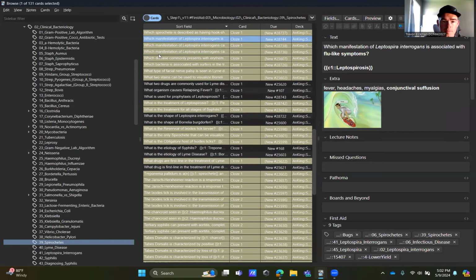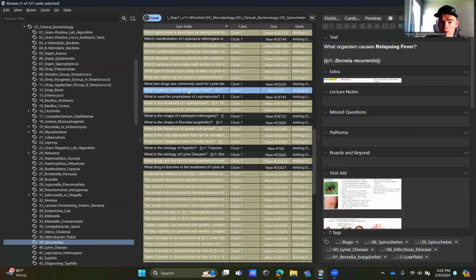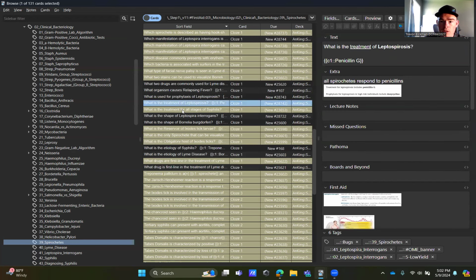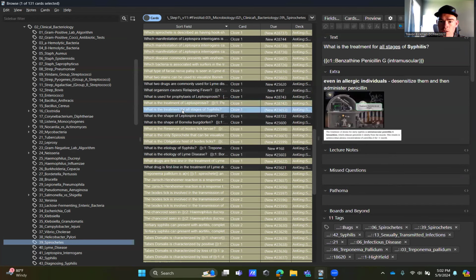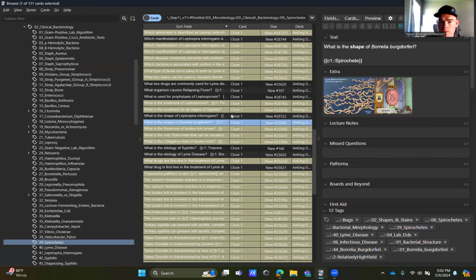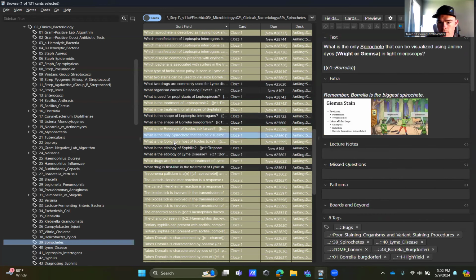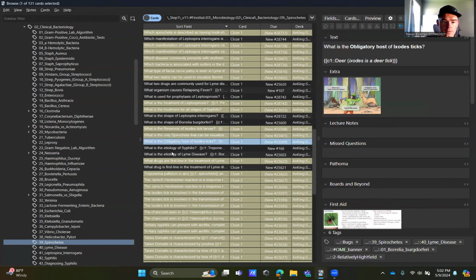And then you're going to skip over the next 6 cards, coming down to what 2 drugs are commonly used for Lyme disease, grabbing that one and the 2 following it, skipping these 2, talking about penicillin G and benzathine penicillin G. And you want to get to what is the shape? It's a spirochete. Both those. Skip over the reservoir, this one, and this one.